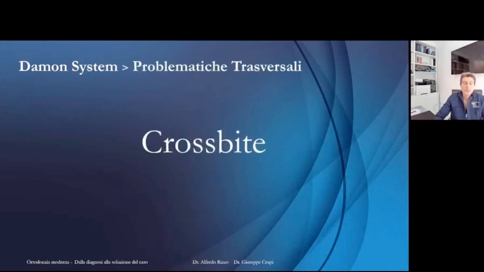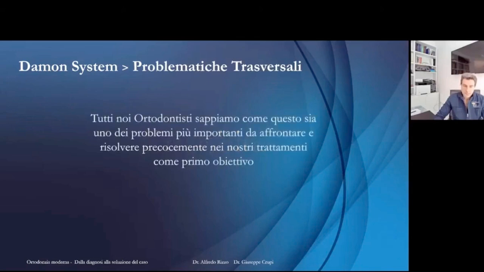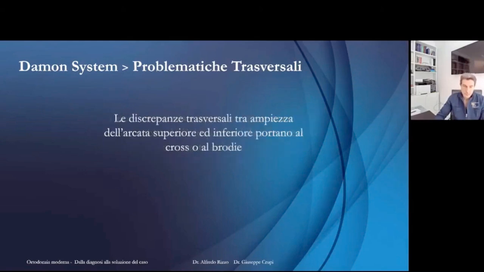Let's begin with crossbite. As we have already noted, one of the main and most important problems to be faced and that we need to solve early in our treatment is the transversal problems. The transversal discrepancies between the width of the upper and lower arches lead to the crossbite or to the Brodie.